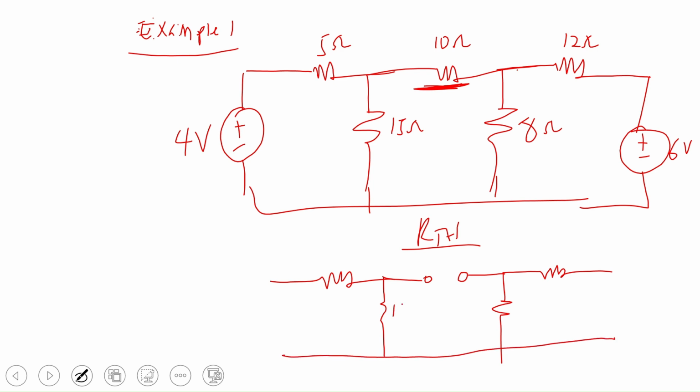Now the next thing is that here is 15, here is 5, here is 8, here is 12. After removing the element, I'm going to remove all the sources. So you see there's a source here, there's a source here. So I'm going to remove them. Because it's a voltage source, I'm going to short it. So you have shorted the place. This one too is a voltage source, so I've shorted the place. So basically this is all.